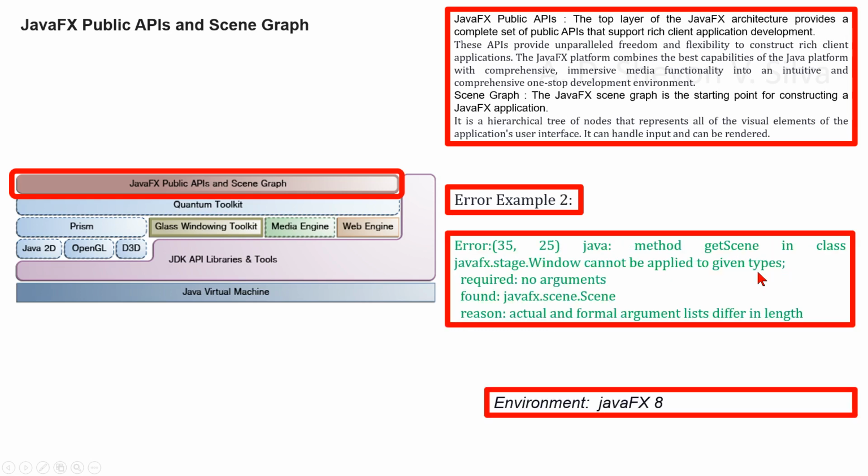As error example 2, we can consider this error that occurred in JavaFX 8. Error 3525: Java method getScene in class javafx.stage.Window cannot be applied to given types. Required: no arguments. Found: javafx.scene.Scene. Reason: actual and formal argument lists differ in length.